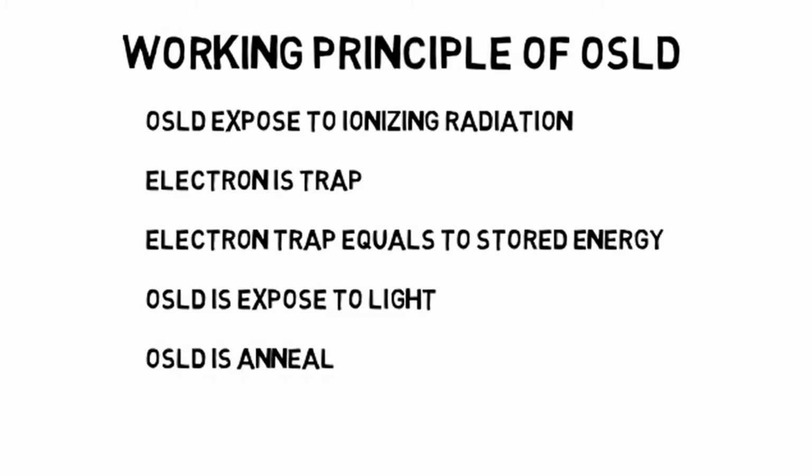Step 4. The crystal phosphor is exposed to light, where the trapped electrons return to the ground state and emit photons of visible light. The light emitted is counted by a photomultiplier tube. And finally, step 5. After the measurement is taken, the OSL is annealed at a high temperature so as to zero the OSL material by releasing all the trapped electrons, and then the OSL is ready to reuse.